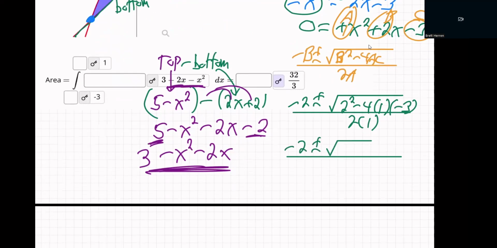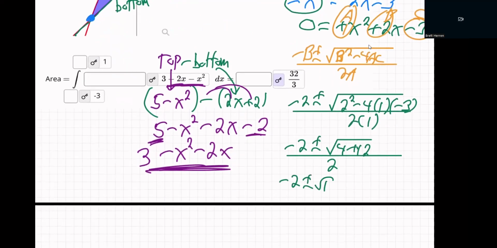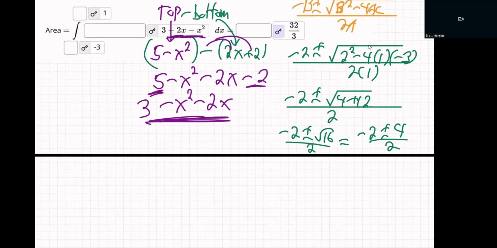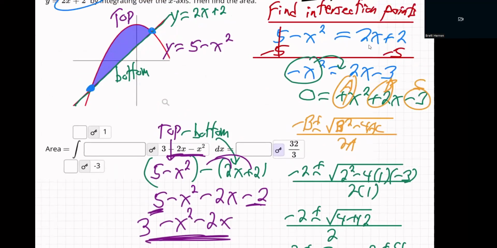So then that becomes negative 2 plus or minus the square root of... You can type it into Desmos at this point, or I'll just do it by hand. 4 plus 12 over 2. So it's negative 2 plus or minus square root of 16 all over 2. It's negative 2 plus or minus 4 all over 2. So it's negative 2 plus 4 over 2 and negative 2 minus 4 over 2. So that's 2 over 2 or 1. This is negative 6 over 2 or negative 3. So 1 and negative 3. The other thing you could have done is you could have just factored.